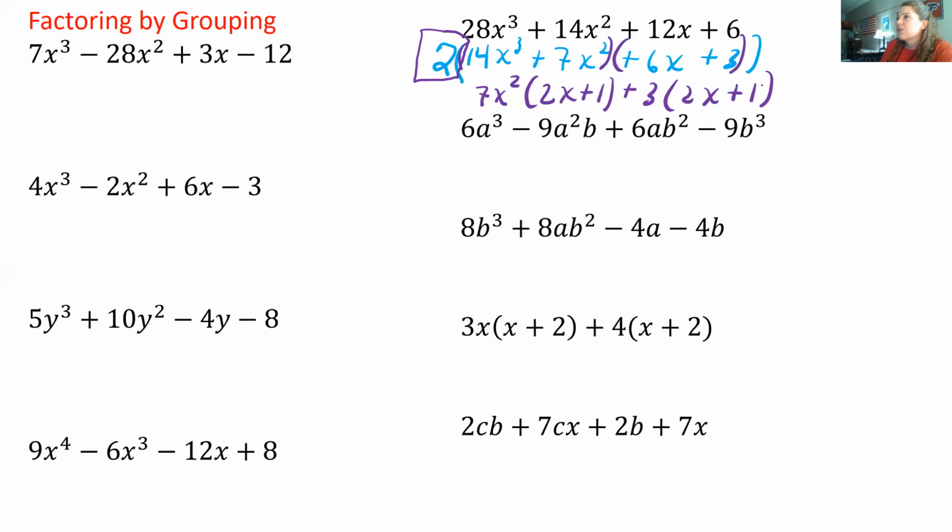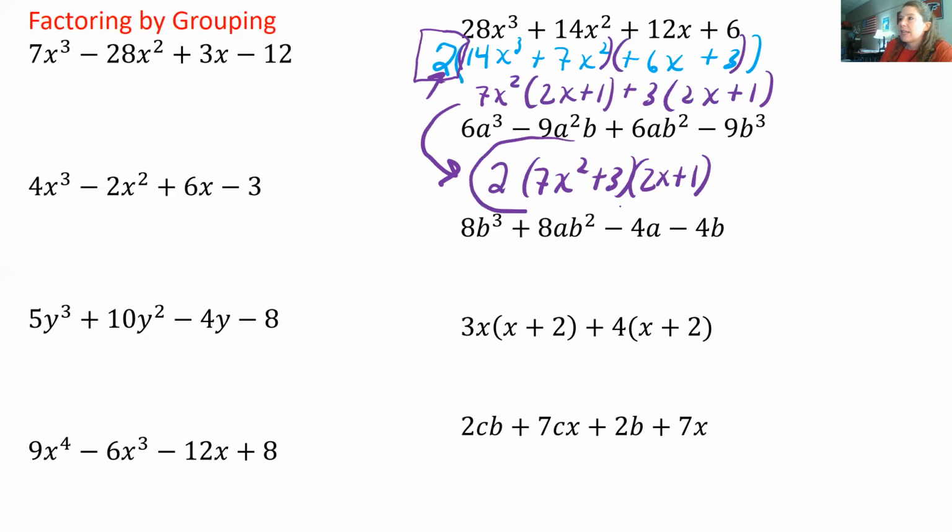So what is my final answer? I'm going to write it down here, and then I'll erase it. My final answer is 7x squared plus 3, and then the other parentheses is what matches. But remember, when we were ignoring this for a minute, it must be included in the final answer. If you don't bring that 2 down as part of your final answer, you have missed the problem. So be careful. Okay, so that's the final answer for the top one.